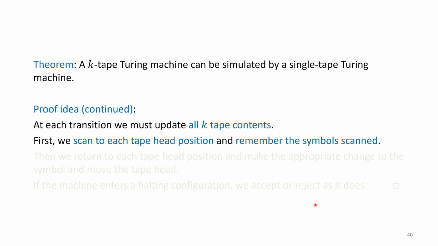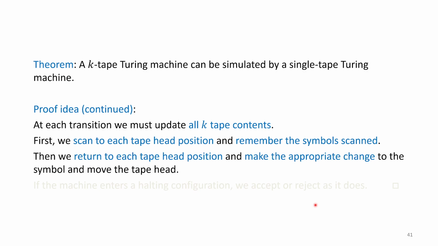That allows us to access our transition function and say, okay, now that we know what we're scanning on all our K tape heads, we know what we should do. And now that we know what we should do, we will go and do it. Again, our tape head's going to scan across all K tapes. It's going to go back to finding those K tape heads, and it's going to say, for each one of those K tape heads, I know what you're supposed to do.